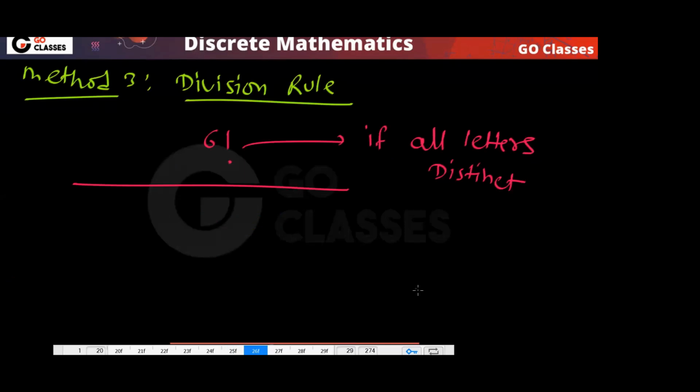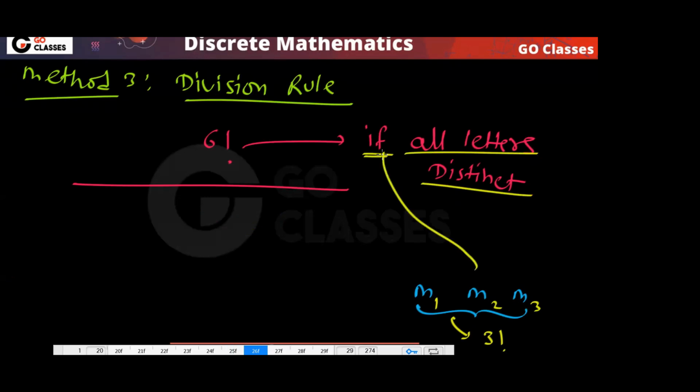But you can notice that because of these 3 M's, they can arrange in 3 factorial ways. If all letters were distinct, these M's can arrange in 3 factorial ways, and these two A's can arrange in 2 factorial ways. So I can say this is divided by 3 factorial, 2 factorial, because you have counted the same thing 3 factorial into 2 factorial times. A1, A2 can arrange in 2 factorial ways. So this will be your answer.